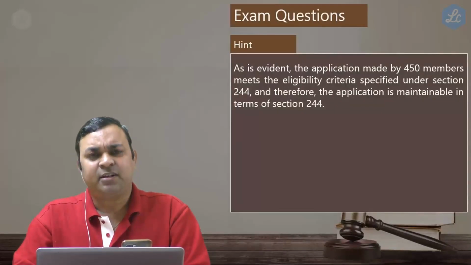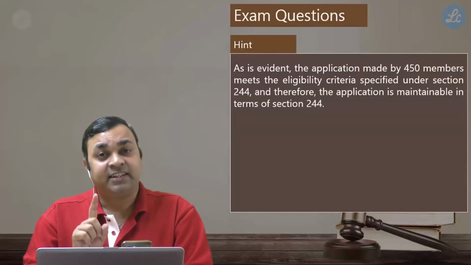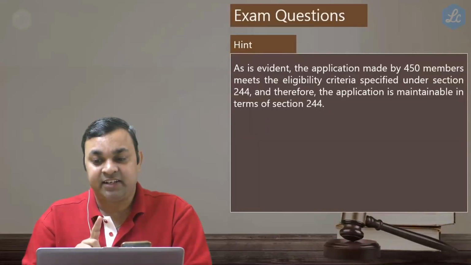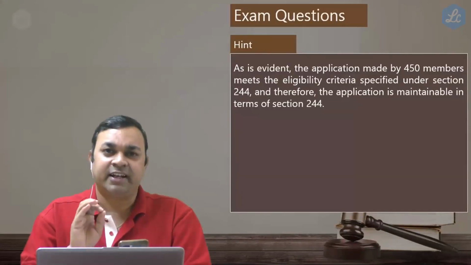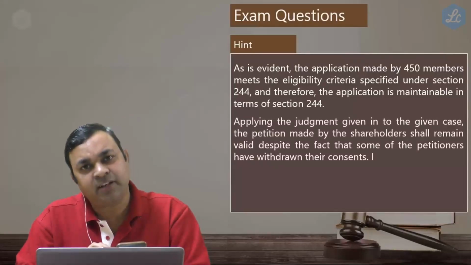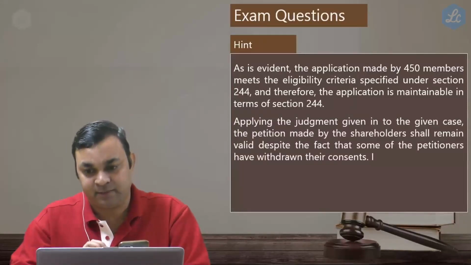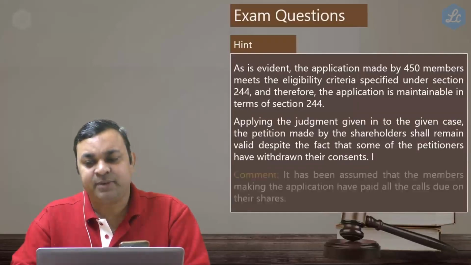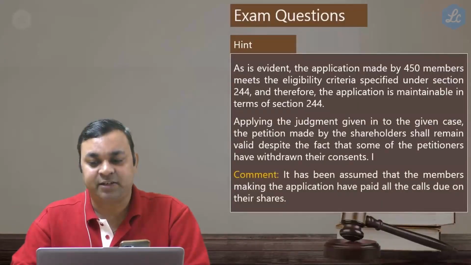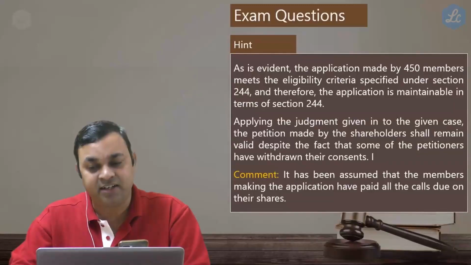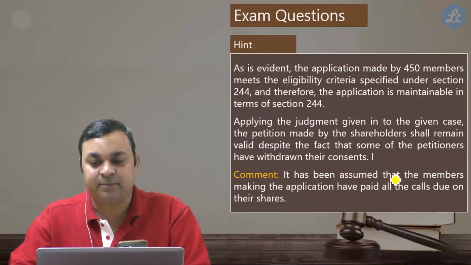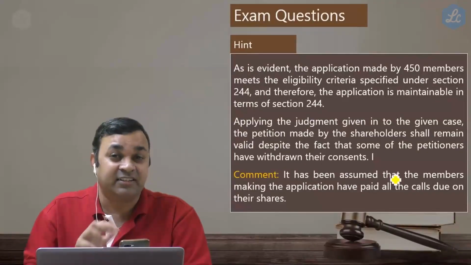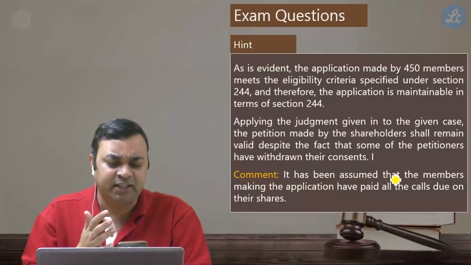So in that case, in the hint case, it is evident that the application made by 450 members fulfills the criteria specified in section 244. Hence, our application to claim relief is maintainable. Applying the judgment given in the given case, the petition made by the shareholders shall remain valid despite the fact that some of the petitioners have withdrawn their consent. It does not affect the validity of the application.